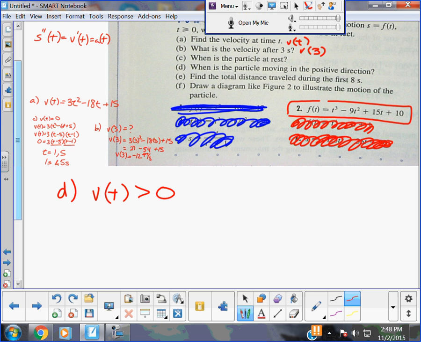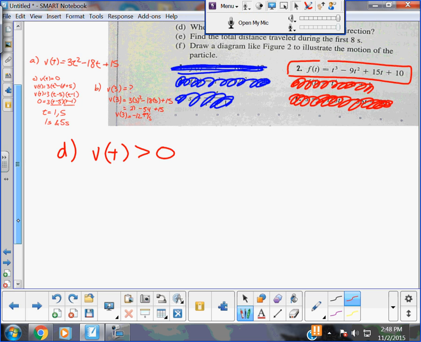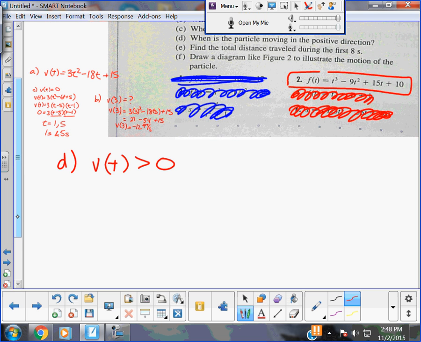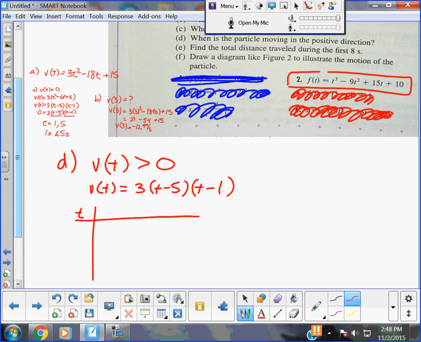And the reason it asks you in letter C to find the particle at rest is those will become our key points in our sign table. So if we start talking about the velocity here, and again, I'll write the velocity function below it, and I'm going to keep it factored. I much prefer to use the factored one. I'm going to make a sign table this time, and you might not need this level of detail to do this, okay? But I'm going to make it complete.